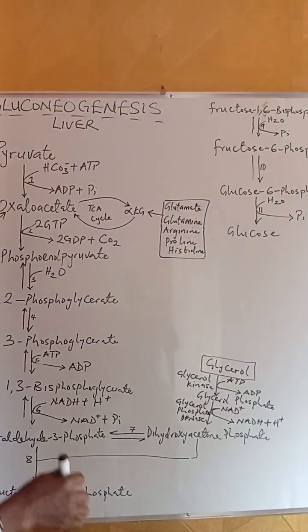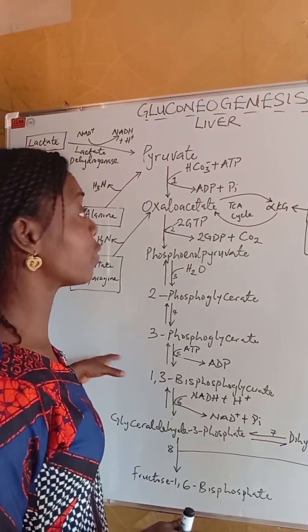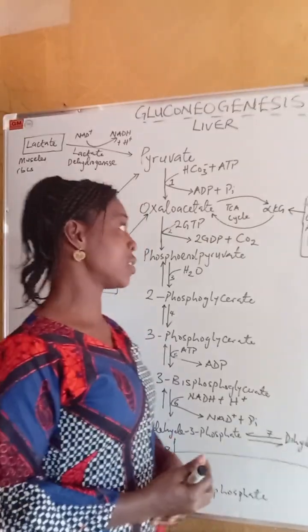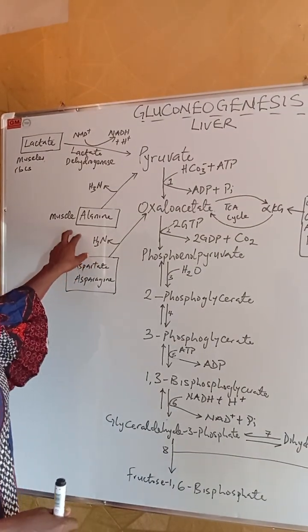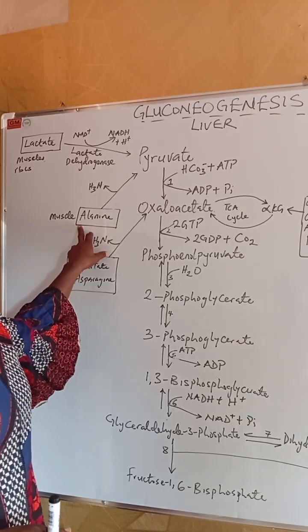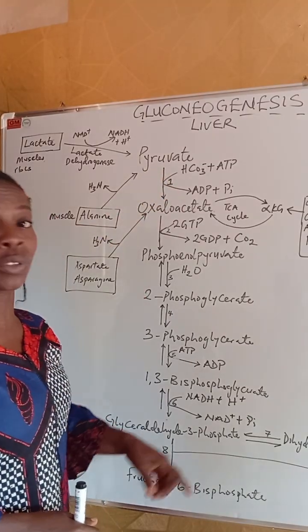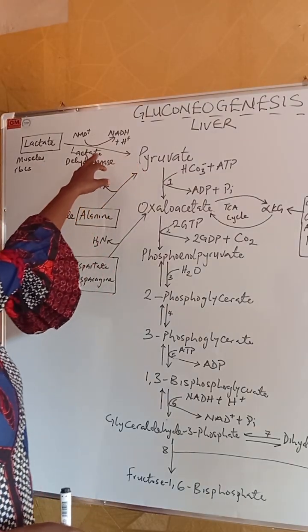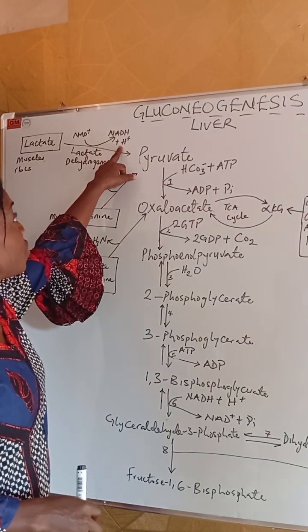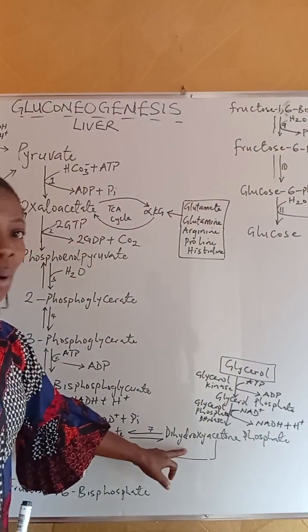And then lastly, gluconeogenesis is possible also because the liver can make use of glucogenic amino acids like alanine, which is very abundant in the muscle. Alanine is deaminated by aminotransferase enzymes to give us pyruvate, which enters the gluconeogenic pathway. Lactate enters also after being oxidized to get pyruvate, and glycerol enters at this point.